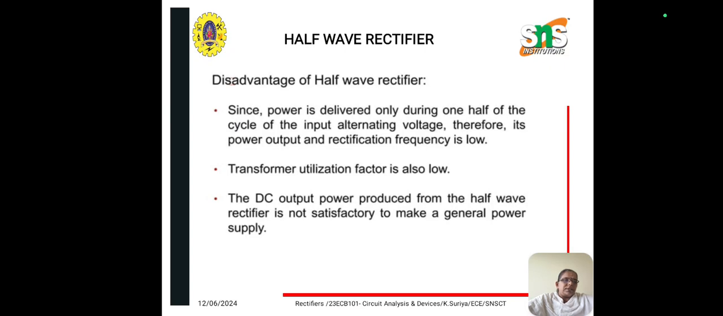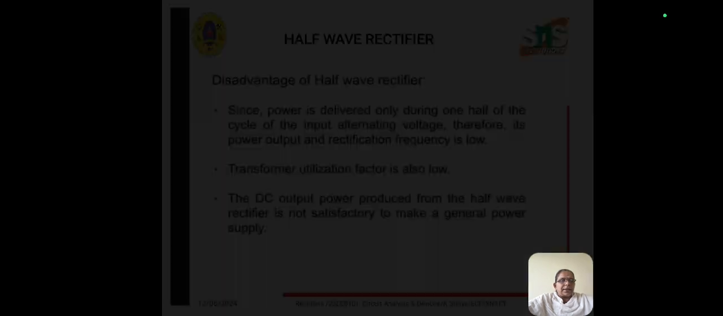Some of the disadvantages of the half-wave rectifier are: since the power is delivered only during one half of the cycle of the input alternating voltage, its power output and rectification frequency are low. The transformer utilization factor is also low here. So the DC output power produced from the half-wave rectifier is not satisfactory for a general power supply.